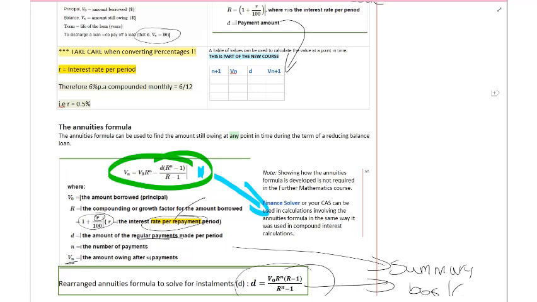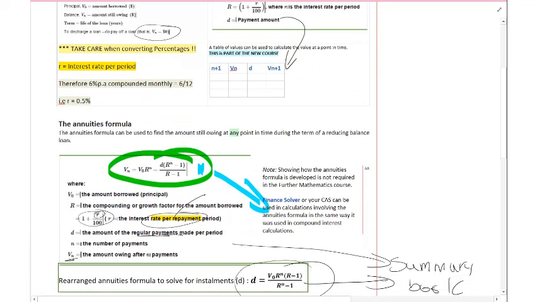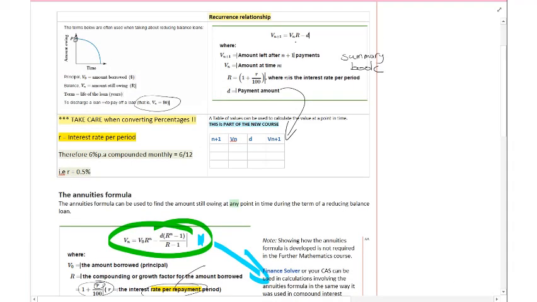What we're going to do is some worked examples. So we're going to be doing some worked examples that relate around the recurrence relationship and just starting to use the annuities formula here. So let's have a look. Just as a reminder, that's our recurrence relation. So Vn plus 1 equals Vn r minus D.